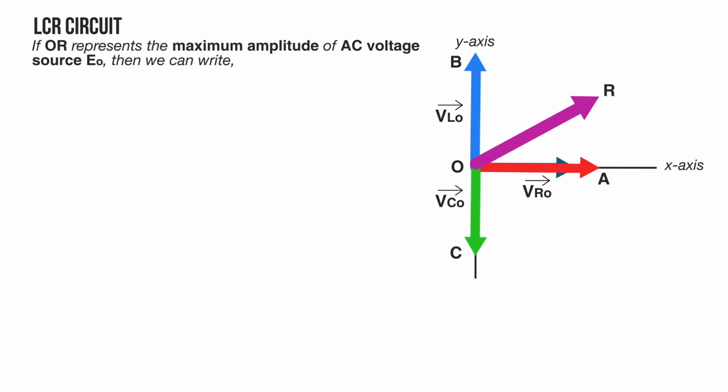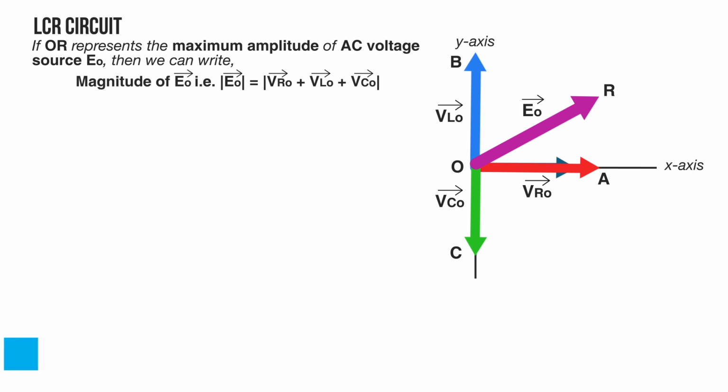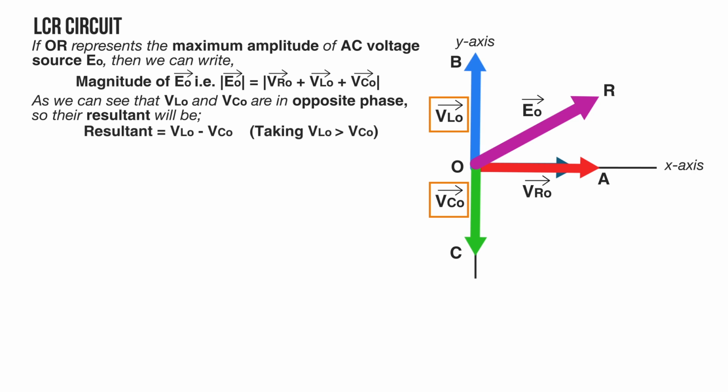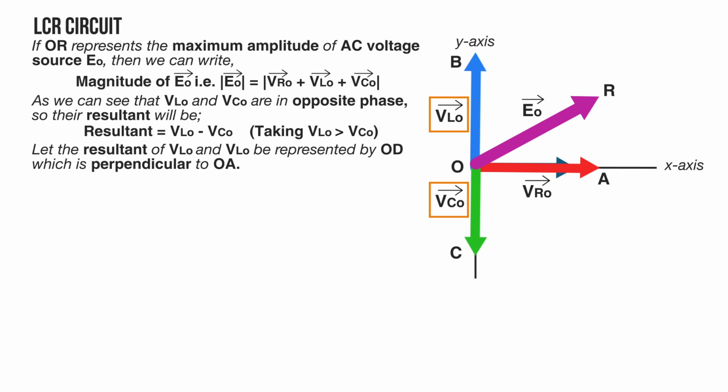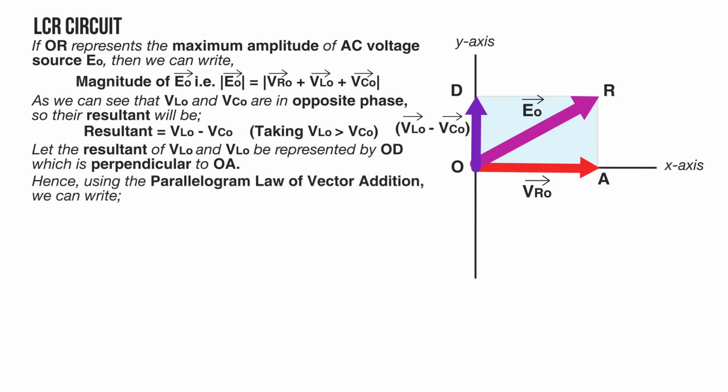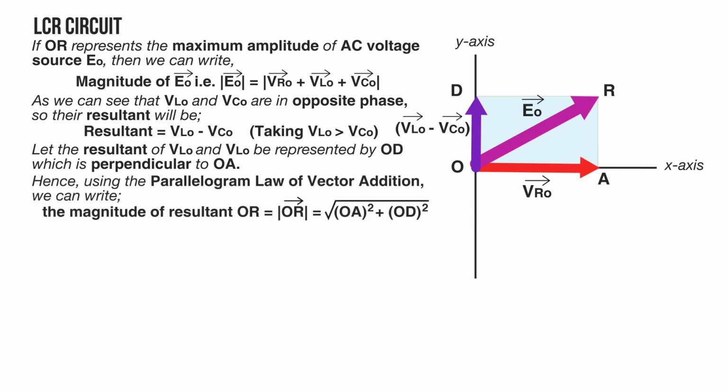So, if OR represents the maximum amplitude of AC voltage source E0, then we can write magnitude of E0 equals to magnitude of VR0 plus VL0 plus VC0 as vectors. As we can see that VL0 and VC0 are in opposite phase, so their resultant will be VL0 minus VC0, taking VL0 is greater than VC0. Let the resultant of VL0 and VC0 be represented by OD, which is perpendicular to OA. Hence, using the parallelogram law of vector addition, we can write the magnitude of resultant OR equals to under root OA square plus OD square, or E0 equals to under root VR0 square plus VL0 minus VC0 whole square.